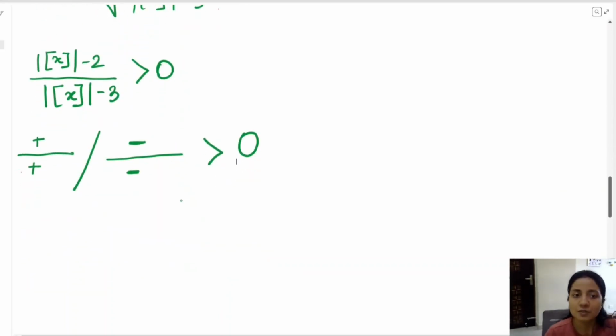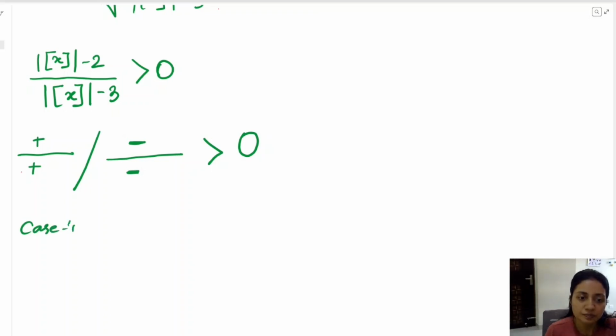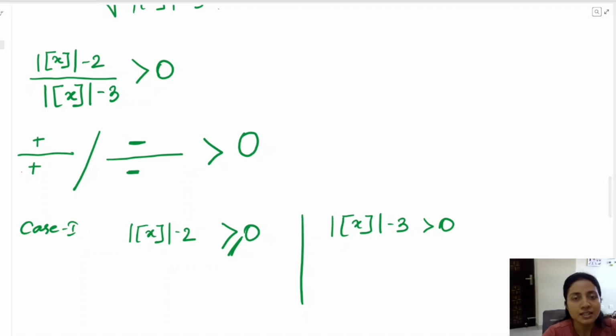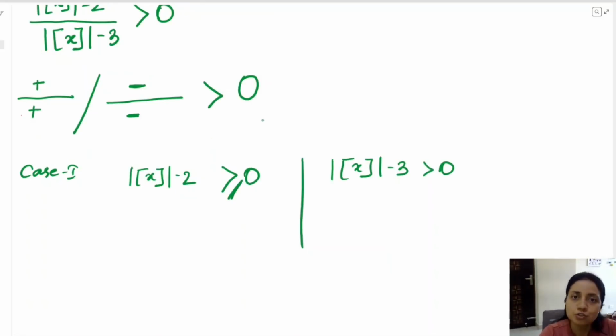So the first possibility: the numerator and the denominator both need to be bigger than 0. Let's write that. Now we can take that here the numerator can be equal to 0 as well, but not the denominator. With this understanding we will move ahead. Now one by one let's solve these two inequalities.